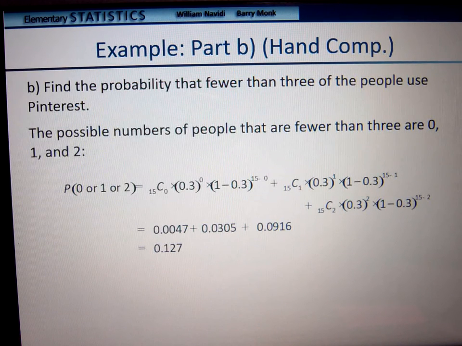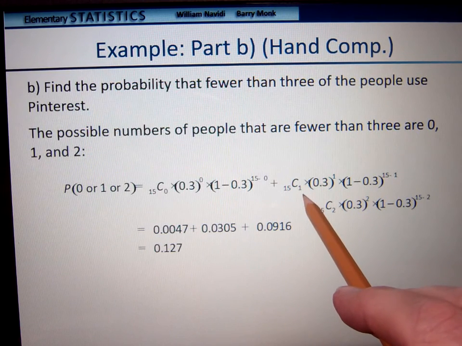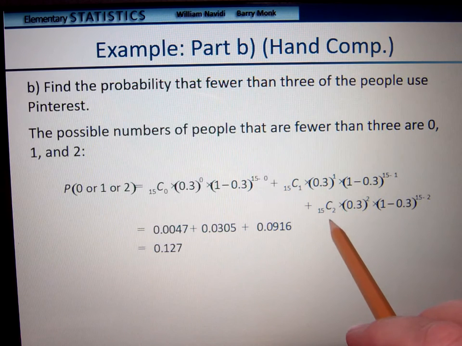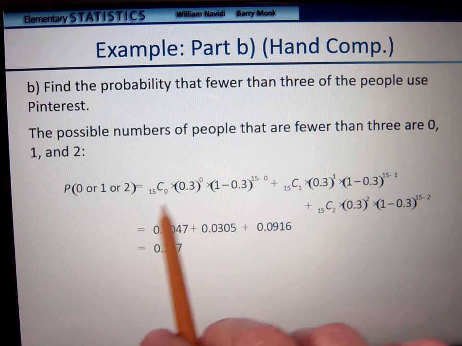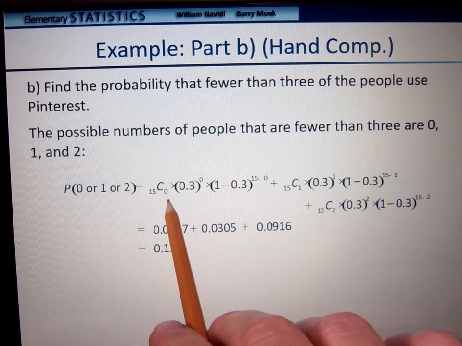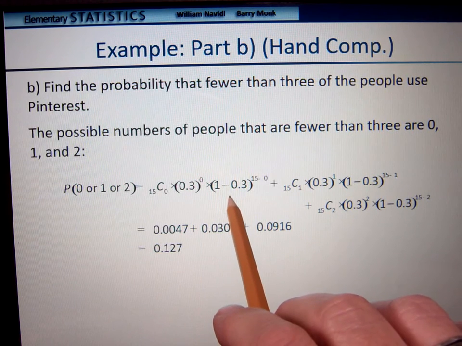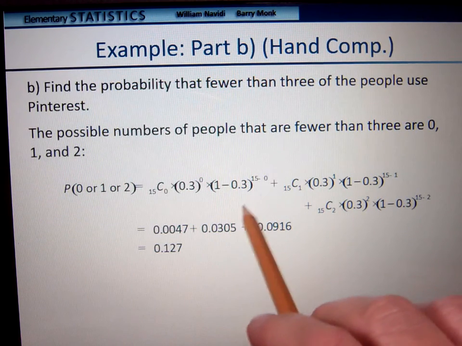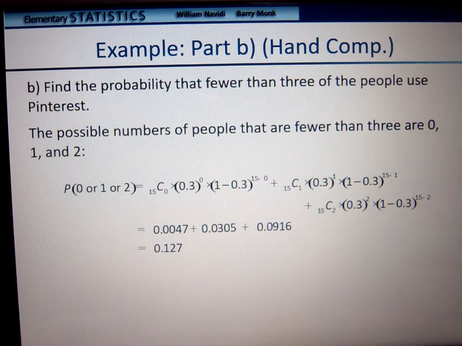For the possibilities of fewer than 3, there is a combination where none of them use it, 1 of them uses it, or 2 of them use it. So we have to do these separately. We use the same combination formula as before. Then we take 0.3 to the 0 power, which is just 1, and then 0.7 to the 15th. Then we add that value. Do it again, having 1 as the number of successes.